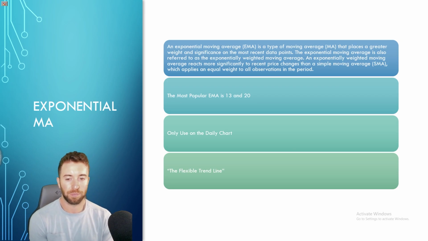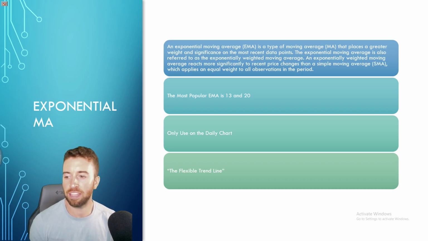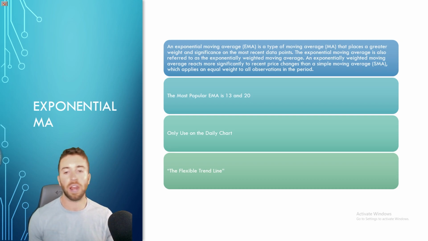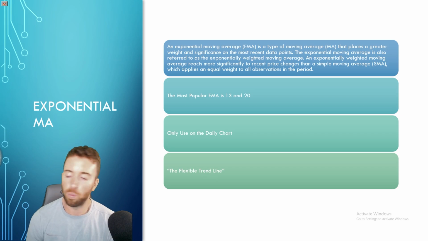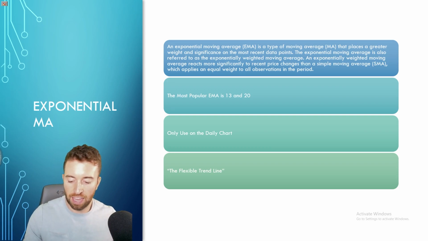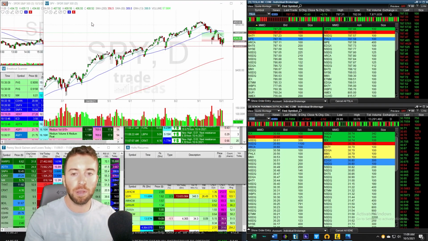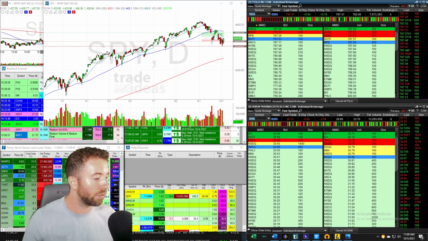So, I can explain all this to you, but the very simple answer is, why do you use this? Because this is what everyone else uses. The most popular EMA, instead of SMA, this is EMA, is the 13. Once again, team, we only use this on the daily chart. We don't use it on the 1, the 2, the 3, the 5-minute chart. This is what I like to call the flexible trend line. And at this time, this is going to be a play that we want every single trader to be on top of. The 13 EMA is going to be extremely important.